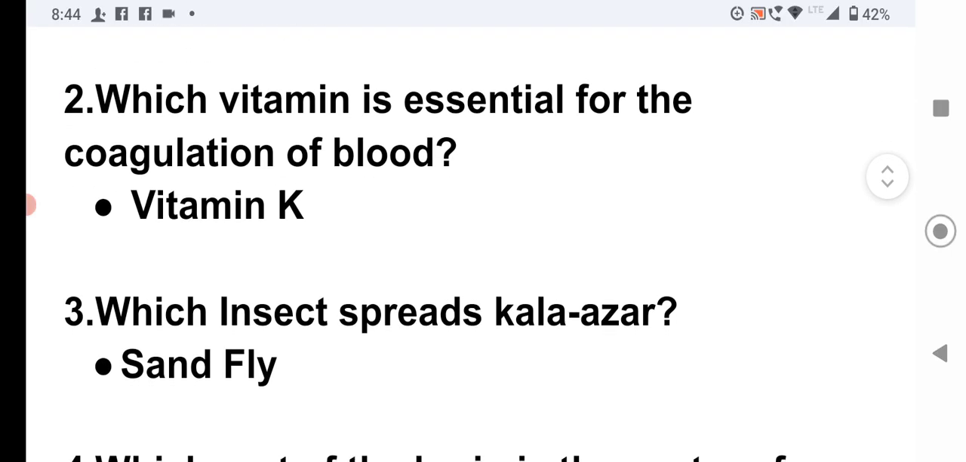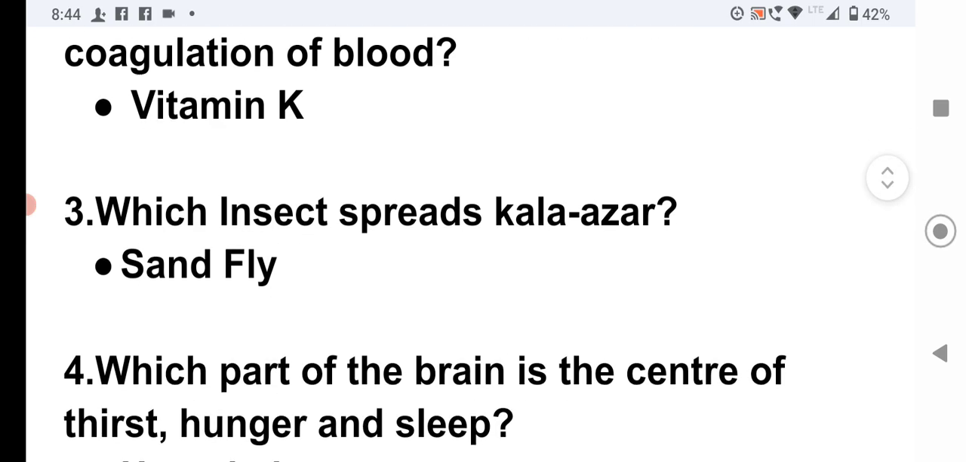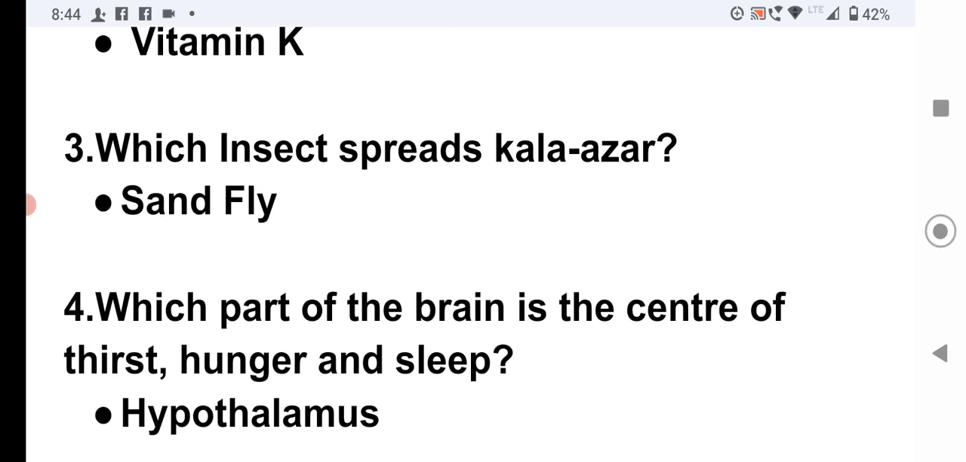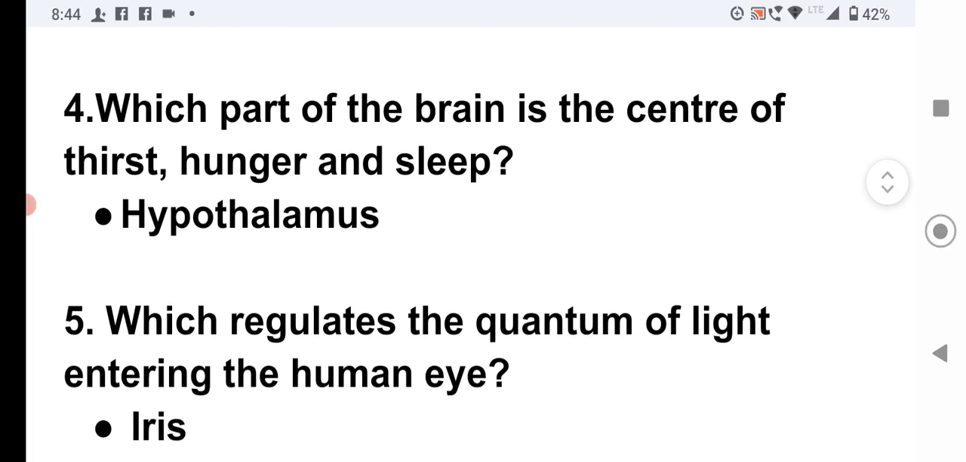Next question, question number 3: which insect aspirates kala jar? Sandfly is the insect which aspirates kala jar. Question number 4: which part of the brain is the center of thirst, hunger and sleep? Hypothalamus is the part of the brain which is the center of thirst, hunger and sleep.